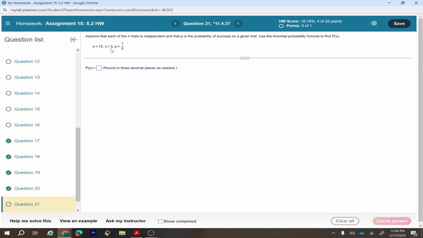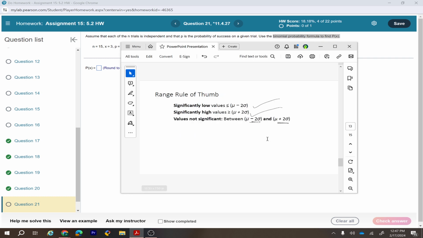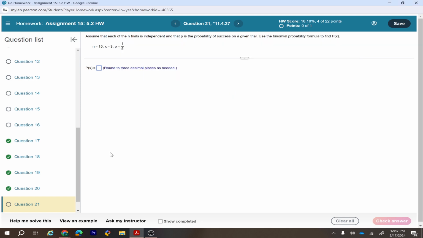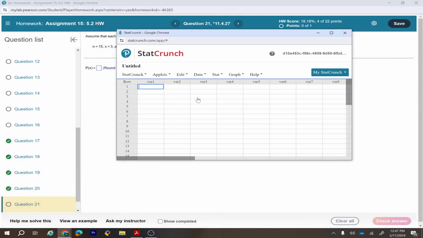Assume that each of n trials is independent and that p is the probability of success in n given trials. So n is the number of trials, and we want to find the probability of getting exactly 3 successes out of 15 trials, where the probability of success p is 1/5. We can calculate this using the binomial probability formula. The formula I'm talking about is this one. You can do it manually or you can use StatCrunch. I'm going to show you how to use StatCrunch.